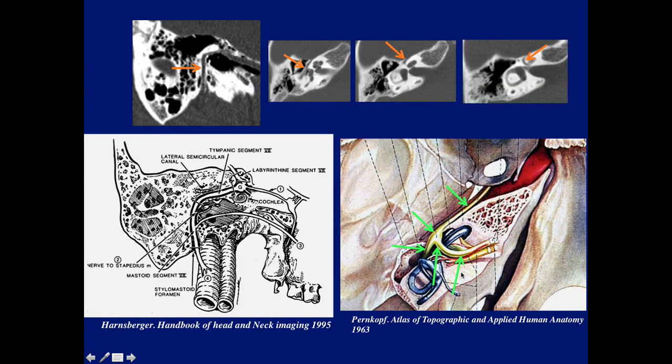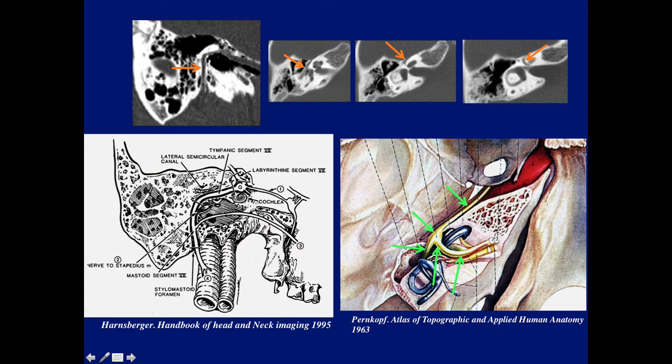Now, the components of the facial nerve. So this is the facial nerve in the canal. This is the labyrinthine portion, which leads to the genicular ganglion. Here we see a portion of the tympanic part of the nerve, and this is an important branch, the superior nerve, which I'll talk about later, the greater superficial petrosal nerve.